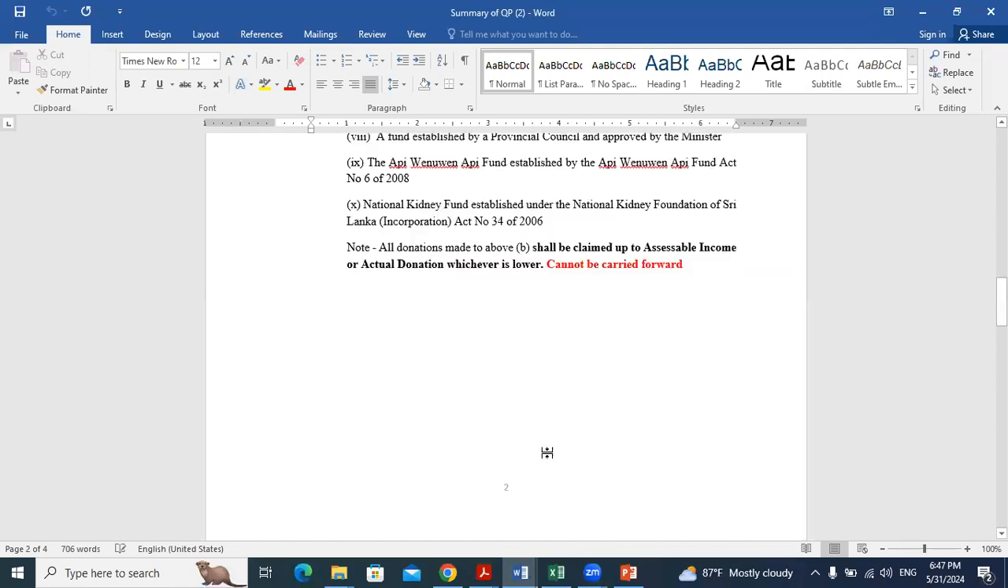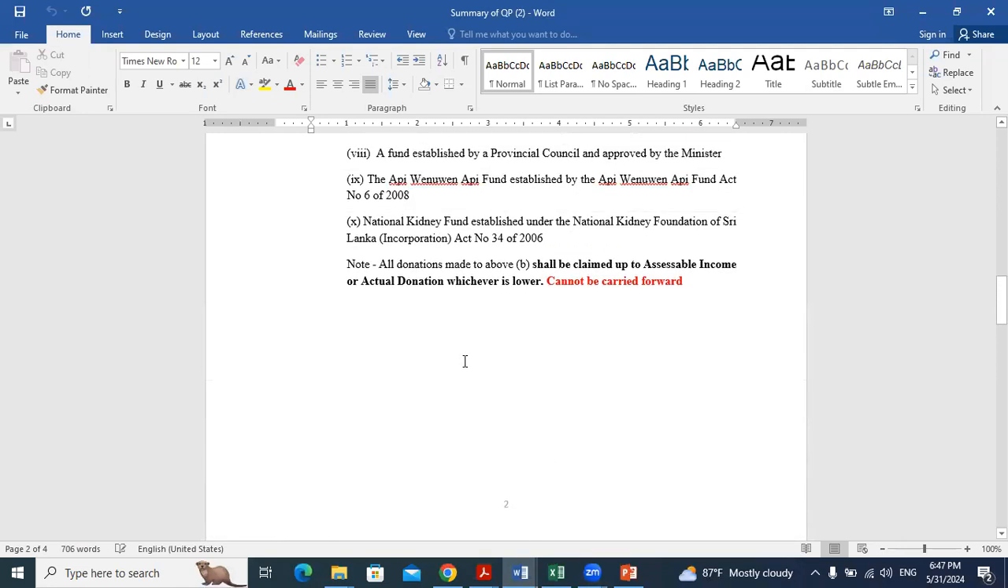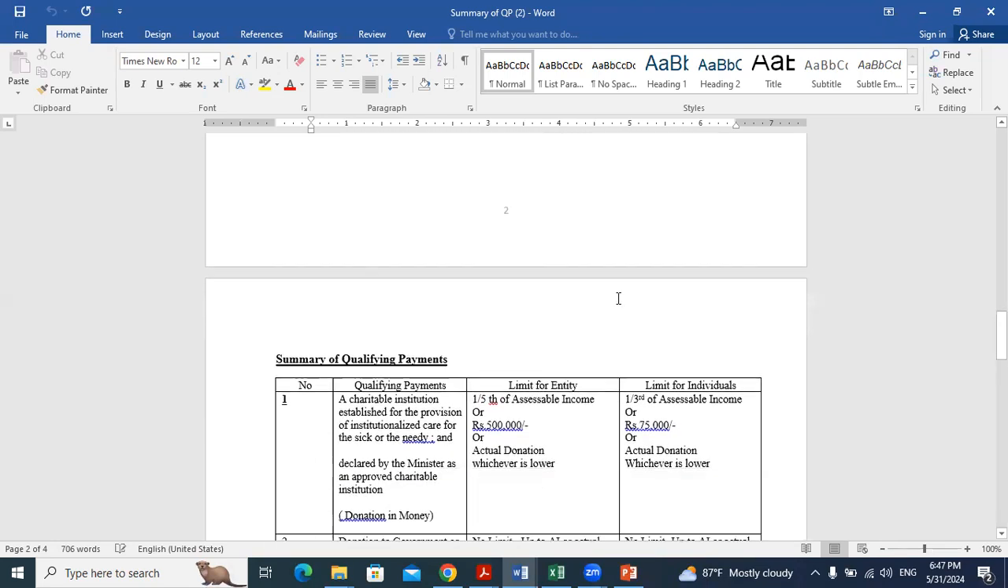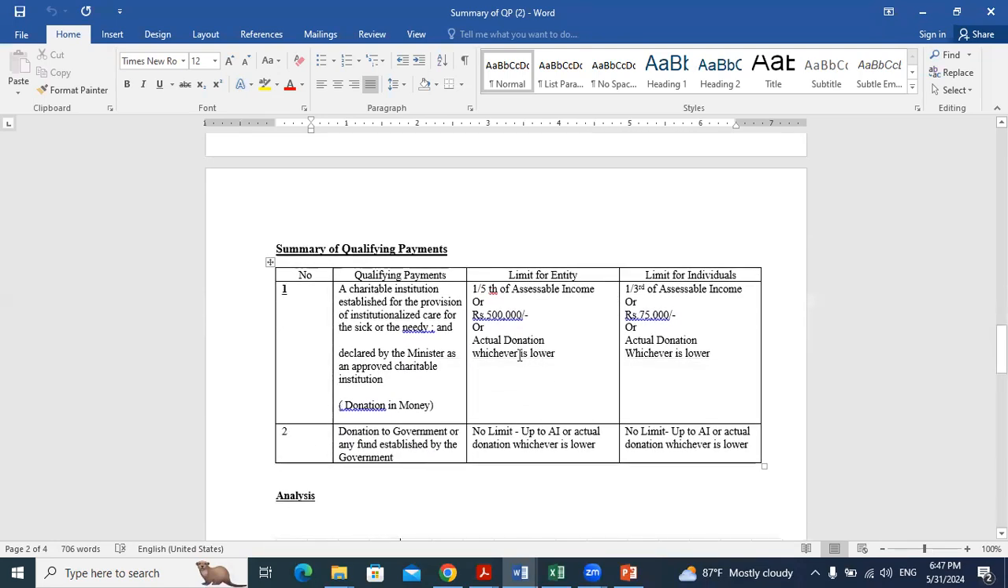So all donations made shall be claimed up to assessable income or actual donation, whichever is lower, and cannot be carried forward. So this is a summary. First one, qualifying payment, limit for individuals, limit for entities. This is a summary of what I have been discussing.